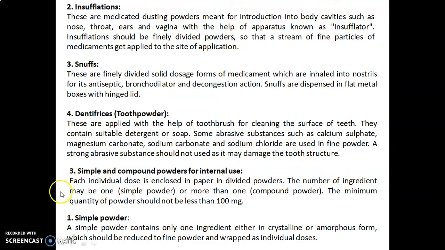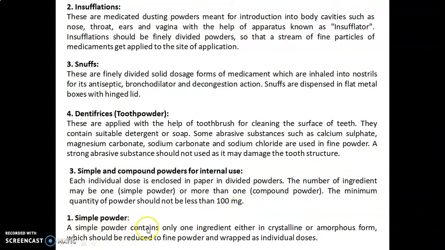Then next, third class, that is the simple and compound powder for internal use. This is the main class of the powder. Each individual dose is enclosed in paper. In the divided powders, the number of ingredients may be one, simple powder, or more than one, that is compound powder. The minimum quantity of powder should not be less than 100 milligram.